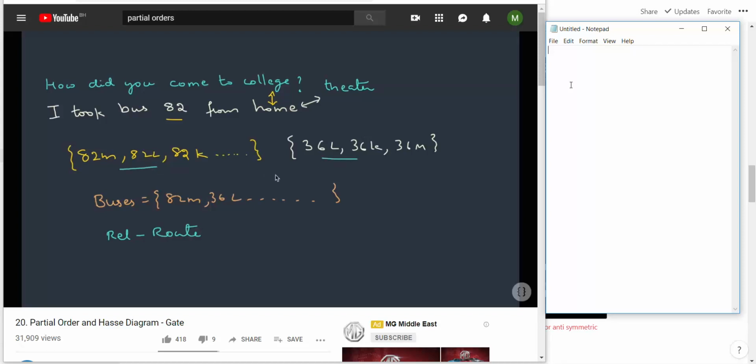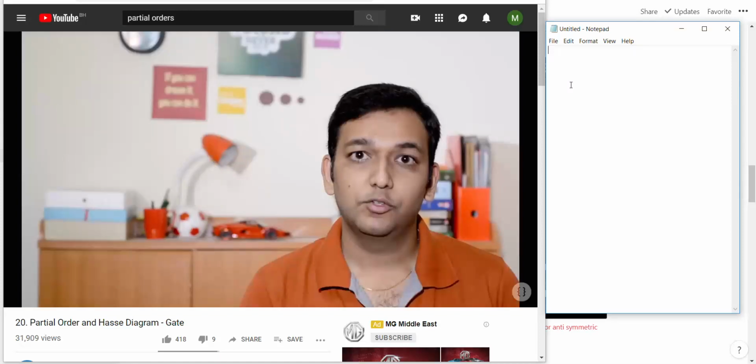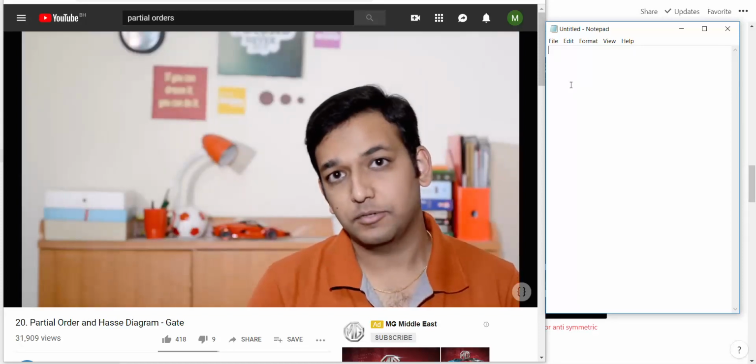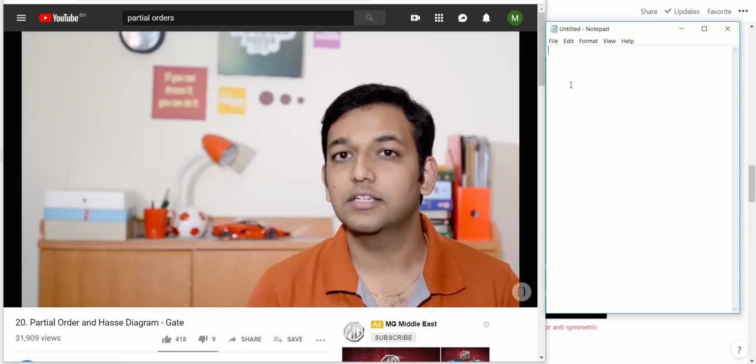class. What it signifies is you can take any bus in this particular set to complete this task of coming from home to college. And we're not really worried whether you are taking M or L or K. We're only worried whether you are able to complete the task or not. Since each of these elements can equally perform this task, this forms an equivalence class for this particular relation root. So equivalence relation highlights the concept of equality in elements of a set.